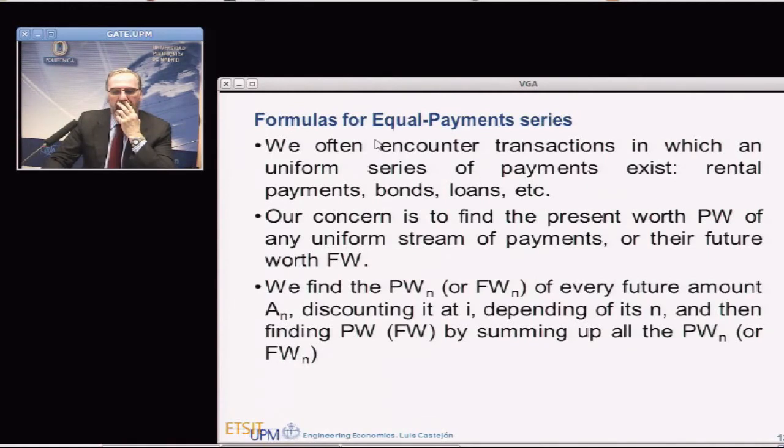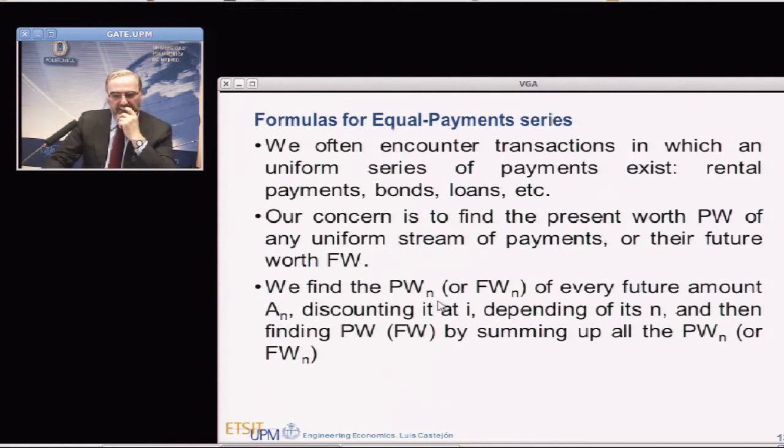You see here different situations where we find the formulas for equal payment series. For example, transactions in which a uniform series of payments exists, like rental payments. So for example, you don't decide to buy a car and you prefer to rent a car, or the leasing of a car, or you buy a bond, you sign a loan. Our concern in this kind of transaction is to find the present worth of any uniform stream of payments, or the future worth in that case.